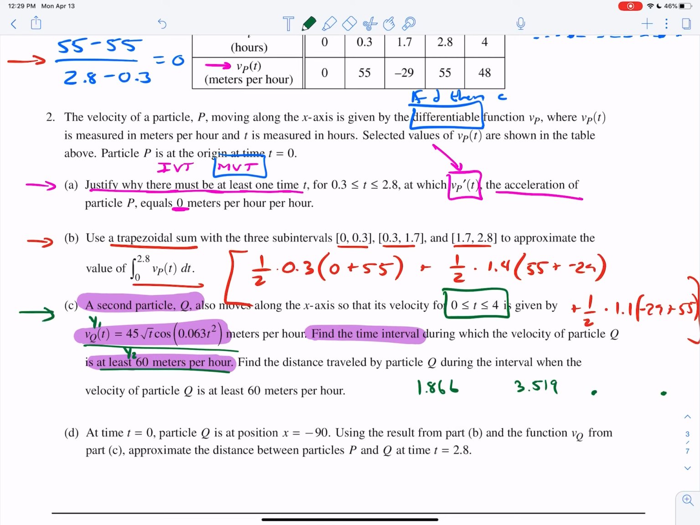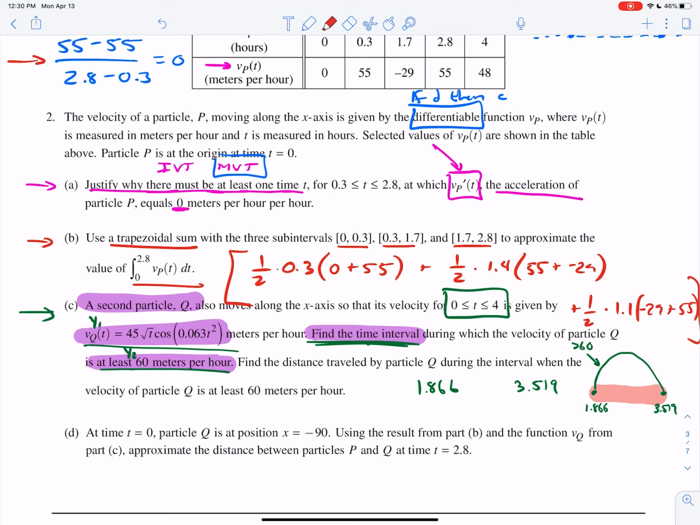But you notice, and I'm not drawing the exact picture here, you guys, you notice that at 1.866 and 3.519, the curve is above in between, implying that the velocity is going to be larger than 60. So the time interval is going to be everywhere in between. So everywhere in between 1.866 and 3.519, you're going to get your time interval where the velocity is at least 60 meters per hour.